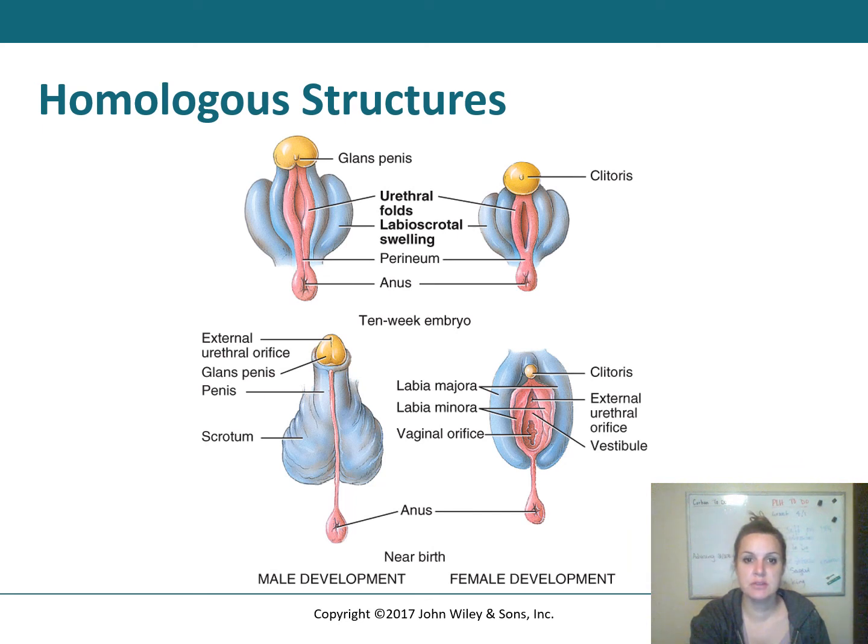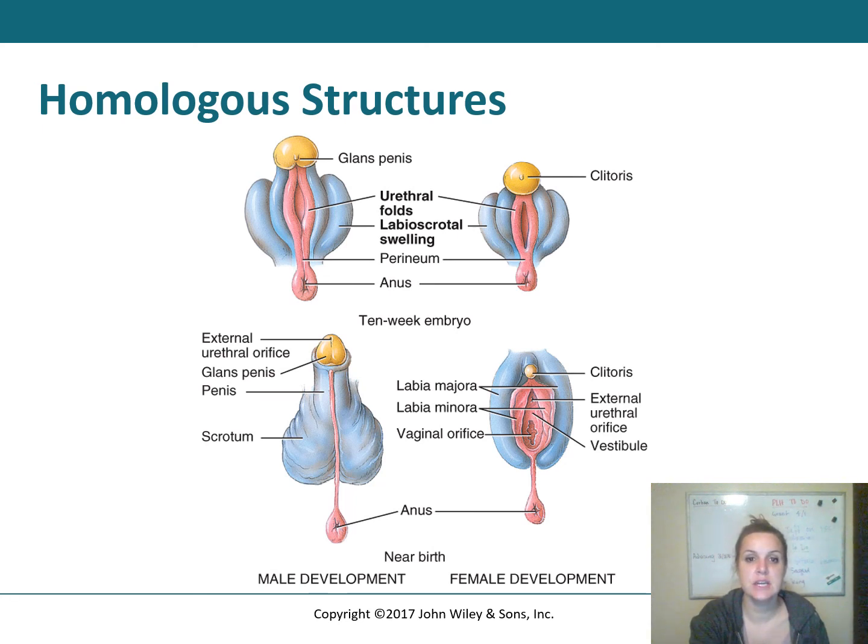So at about 10 weeks, you see the clitoris, which is about the size of the glans penis. But then those start to change up until birth. These are called homologous structures. Remember, I talked about them when I talked about the reproductive system.